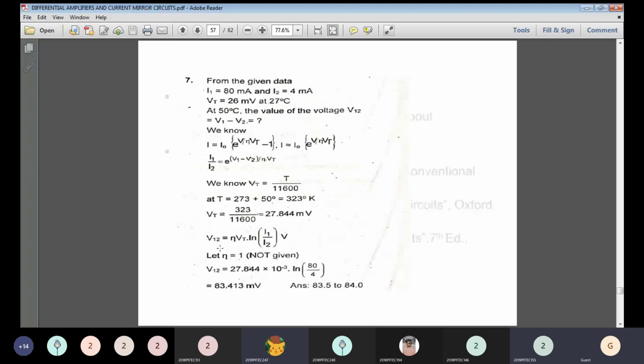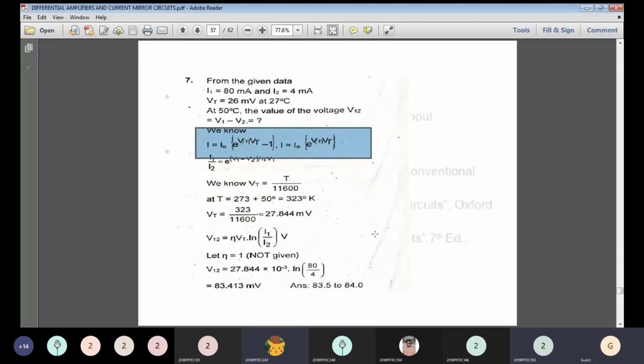Then we are going to calculate the value of V12. So the V12 formula is mentioned. Here the current formula, a standard one to remember, is I naught e power (V divided by eta VT) minus 1, and the voltage formula is eta VT ln of I1 divided by I2.